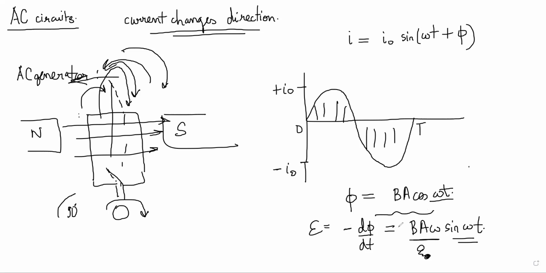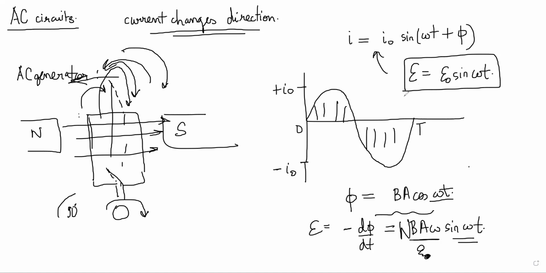And if there is not just one coil but a lot of turns on this coil, then you put an N here for N turns, right? So your EMF induced comes out to be N B A omega sine omega t, which is called E naught sine omega t. So this is your EMF and this is your current in an alternating current circuit. Both are obviously changing with time and become plus and minus depending on the sine value. So first we'll talk about the instantaneous and RMS part, and then we'll go on to circuits where AC sources are there.